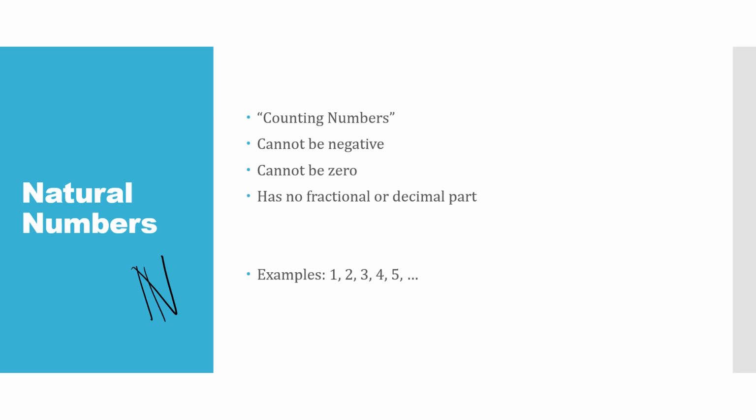But the natural numbers, sometimes called our counting numbers, these are going to be the numbers that you count with. So when we count objects, we typically start with 1, 2, 3, 4, 5, and so on. This set can contain a huge number, like 10,522, that's a natural number. It can't be negative, it can't be zero, and it cannot have a fraction or a decimal part. So it can't be like 1.5 or 2.3. So these are going to be our counting numbers, numbers that we would use to count objects with.